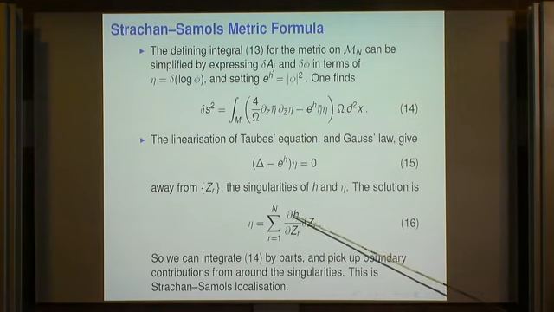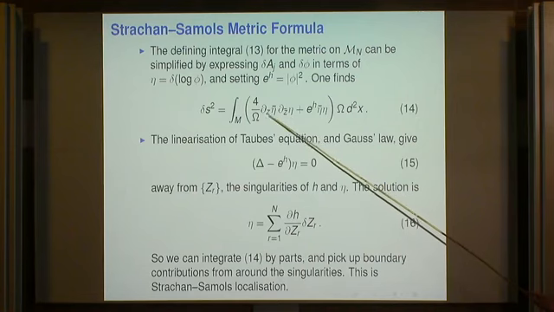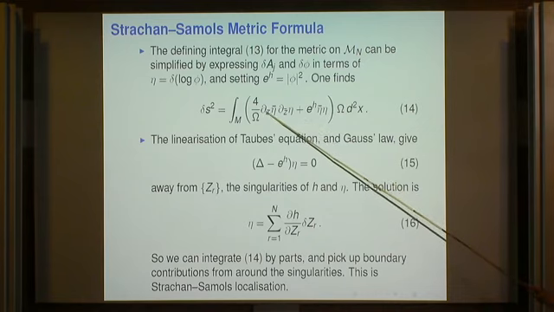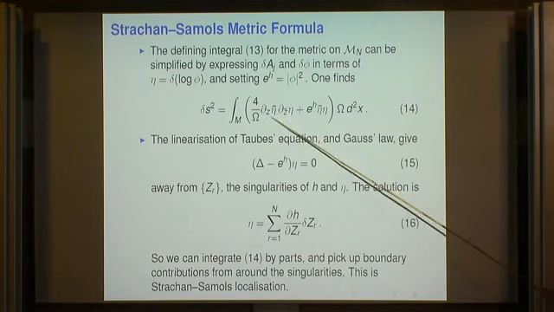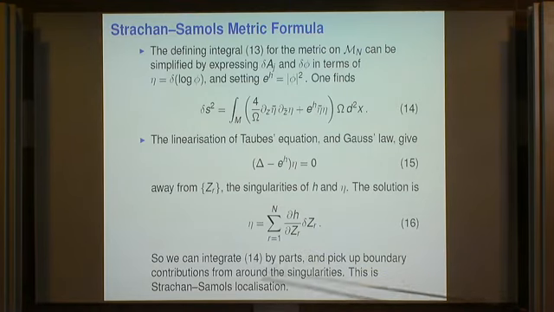And so we can substitute this expression into here. And then you can integrate by parts. Actually this omega cancels, so you can shift the derivative onto here and you get this Laplacian of eta, but that's given by this equation. So you can integrate by parts here and everything simplifies. But you pick up boundary contributions from around the singularity. The singularities are these positions z.